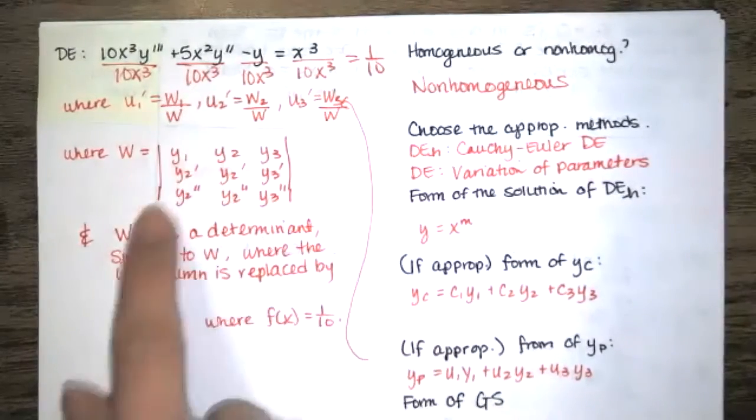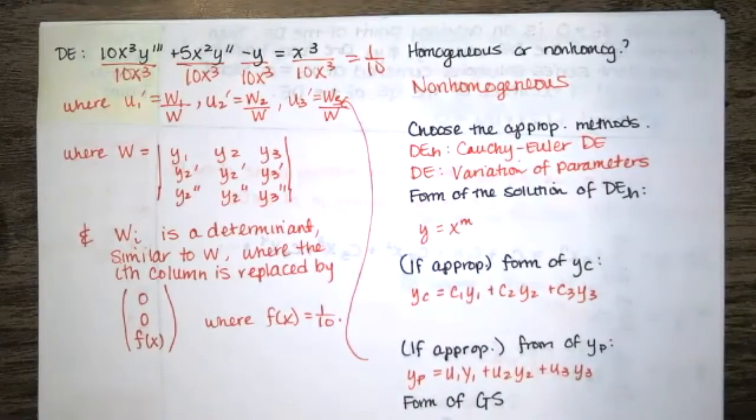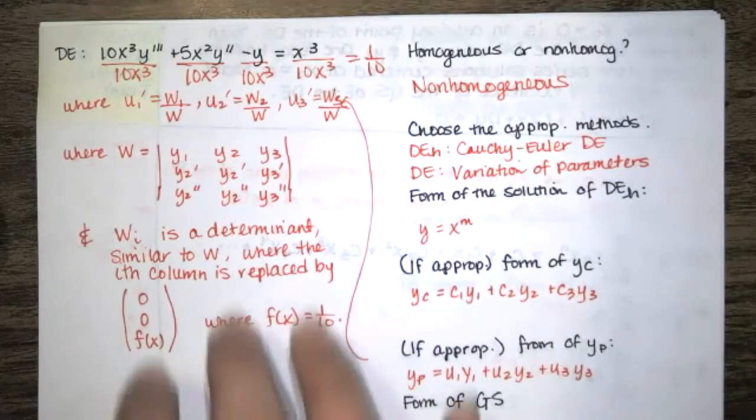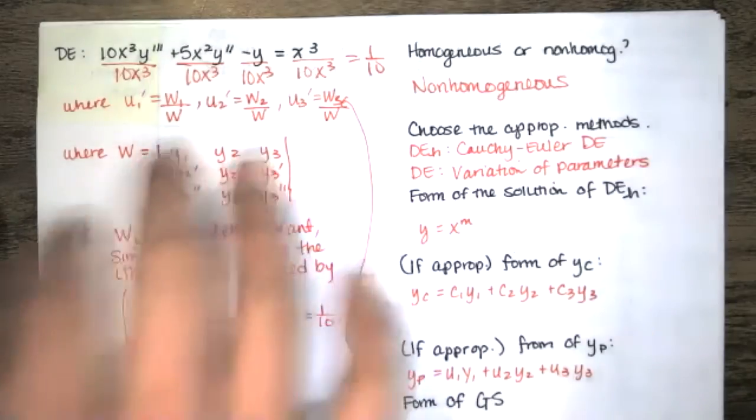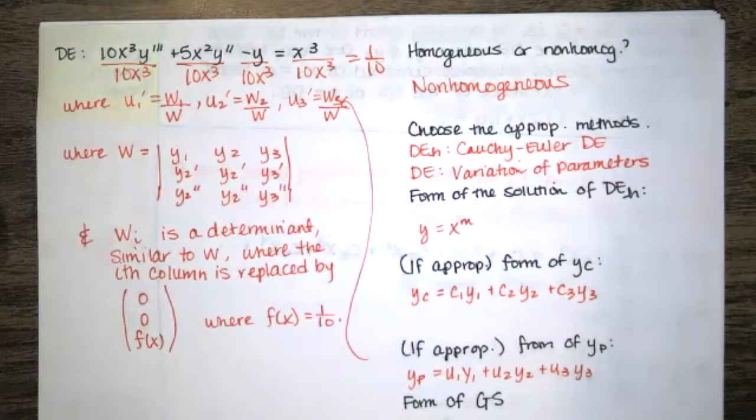Now W in the denominator is the Wronskian of y sub 1, y sub 2, and y sub 3. And W sub i looks just like that Wronskian, but instead of that ith column, it'll be replaced by 0, 0, and f of x. So W sub 1 has a 0, 0, and f of x in the first column. W sub 2 has 0, 0, and f of x in the second column. And W sub 3 is going to have 0, 0, and f of x in the third column.